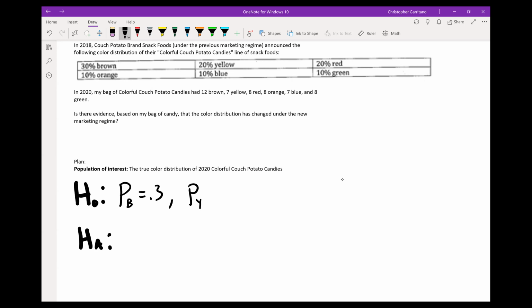P subscript Y for yellow is equal to 0.2. P subscript R for red is equal to 0.2, so on and so forth. You might express the null hypothesis this way, but we only have 6 different proportions here in this particular case. What if you have 30 or 40? Then this could be a little bit cumbersome. So rather than write the null hypothesis this way, one option is to say the following.